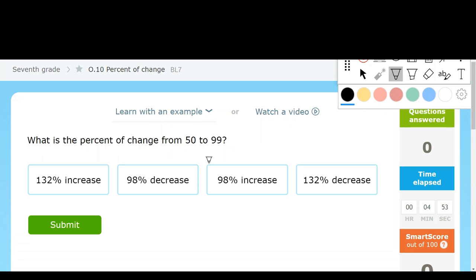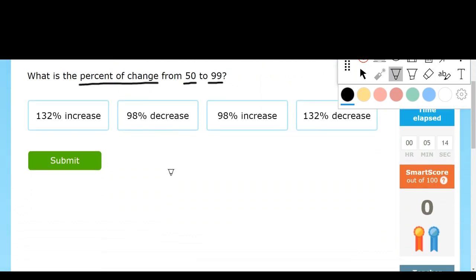Today, we're going to be talking about percent of change. Sometimes you might be given an initial number, and then it might increase or decrease to another number, and be asked, what is that percent of change? So percent increase, what's the percent decrease?